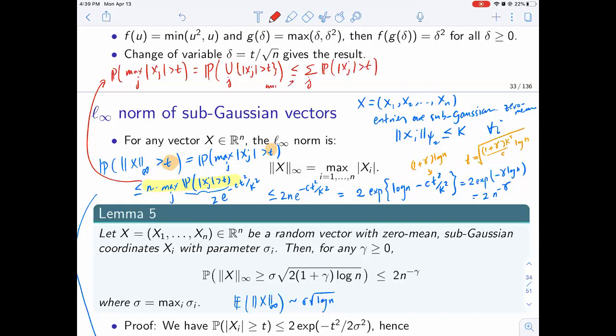Union bound. And then you can say it's just a bunch of numbers I'm adding, right? So the sum is bounded by n times the maximum of these elements. It's just a deterministic result.